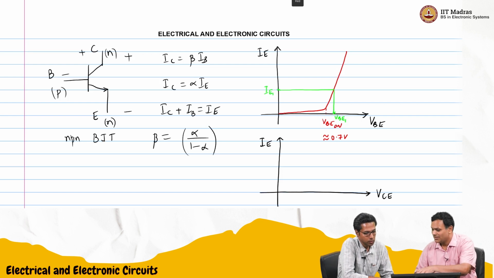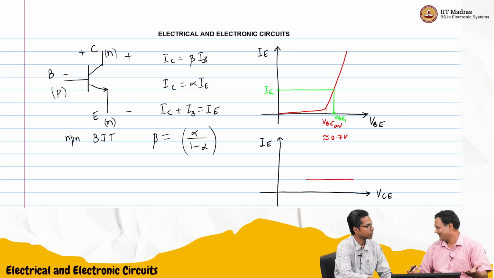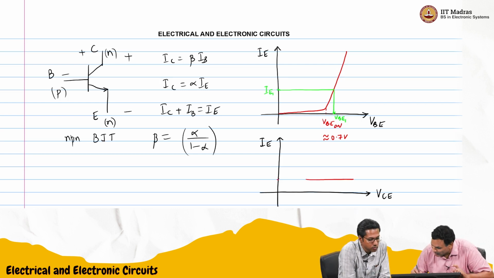Correct. VBE is forward bias, base emitter junction. Emitter current is flowing, and it should not change. So maybe something like this. It has to be like that. So this will be IE1.